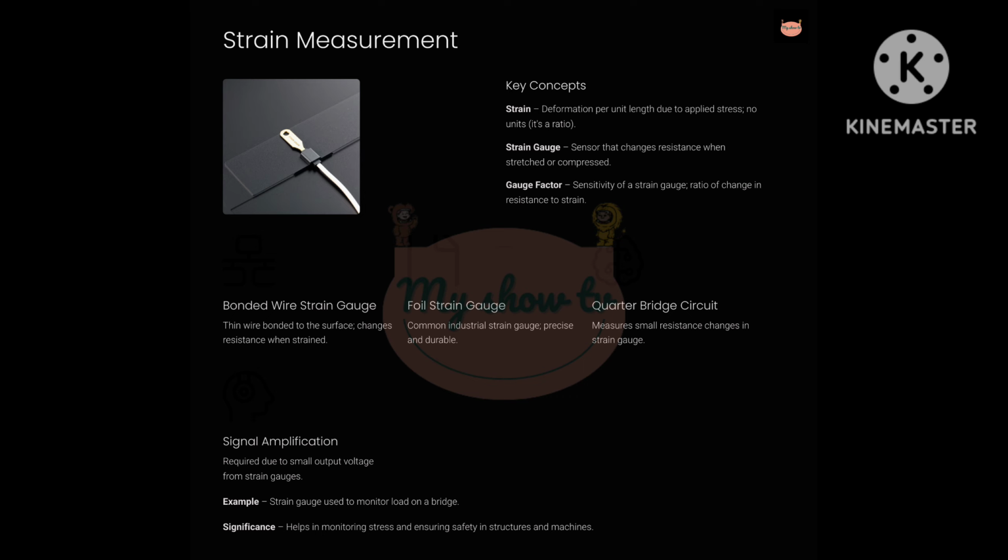Strain gauges are connected in circuits called Wheatstone bridges. The quarter bridge is the simplest, using just one active strain gauge. Example, strain gauges are installed on bridges to detect stress caused by traffic loads. Significance: monitoring strain helps engineers detect material fatigue or potential failure, keeping structures and machines safe.